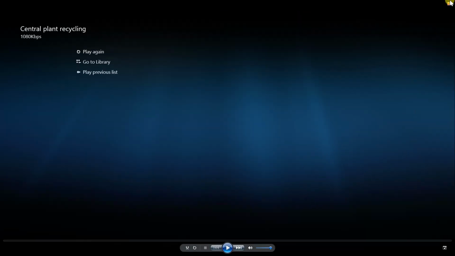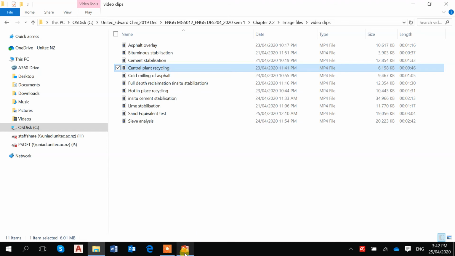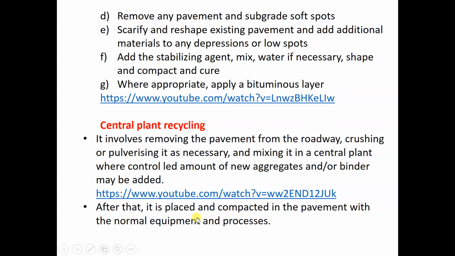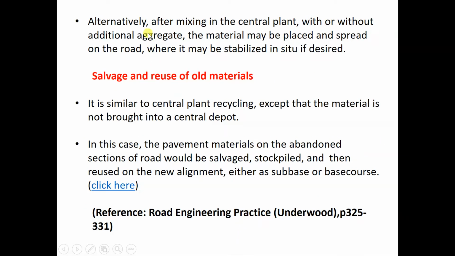Stockpile it again. So after that, it's placed and compacted in the pavement with the normal equipment and process. Alternatively, after mixing at the central plant with or without additional aggregates, the material may be placed and spread on the road, where it may be stabilized in situ if desired. Okay, so that's central plant recycling. It's a bit similar.